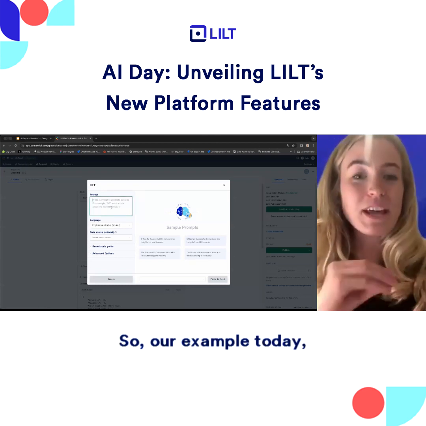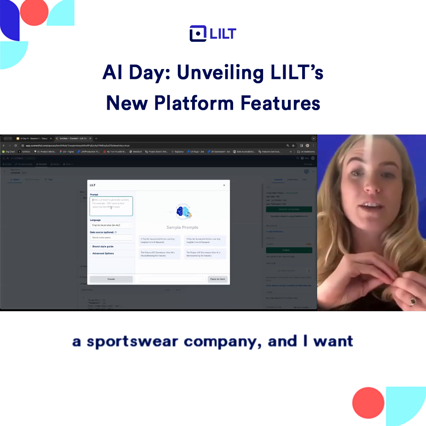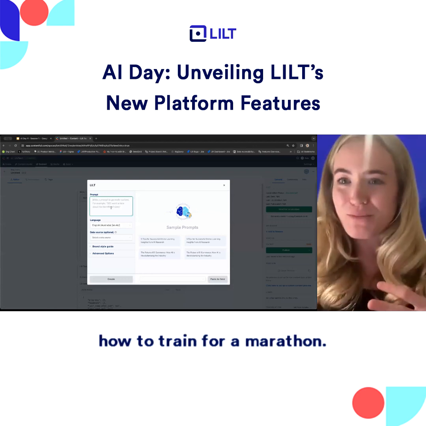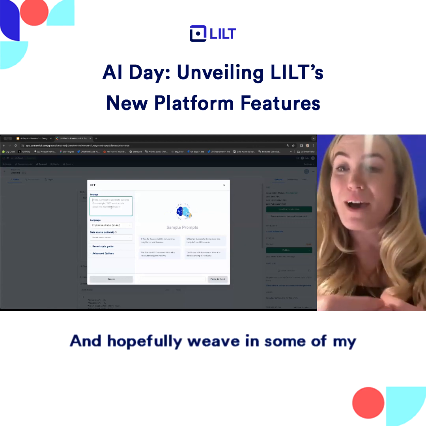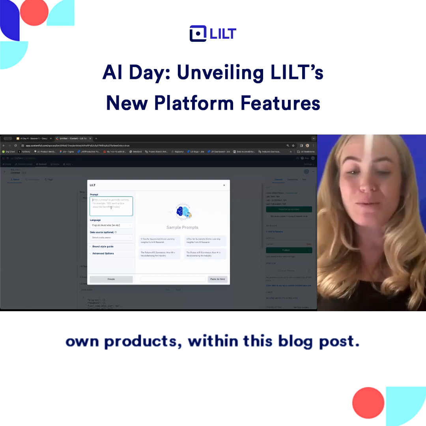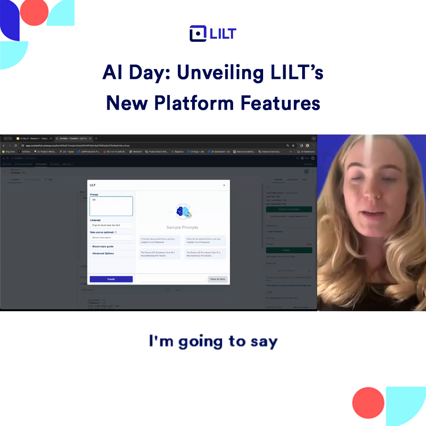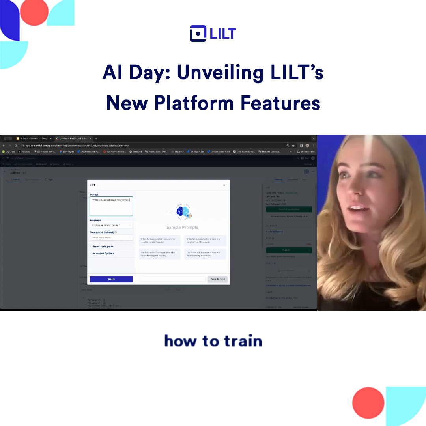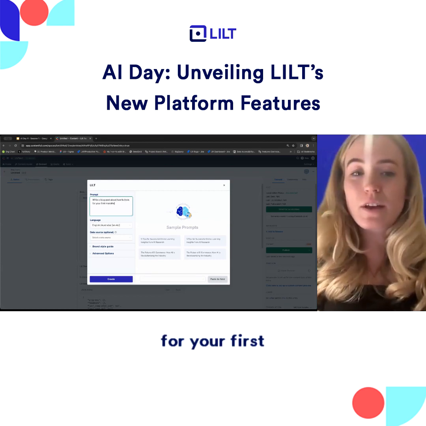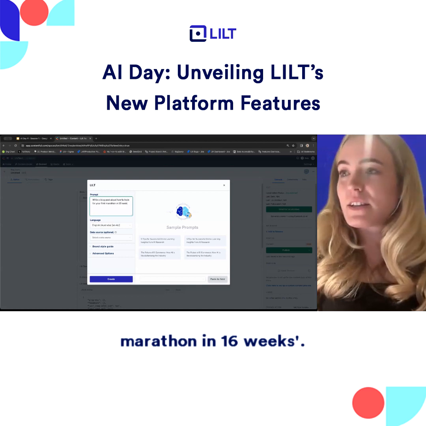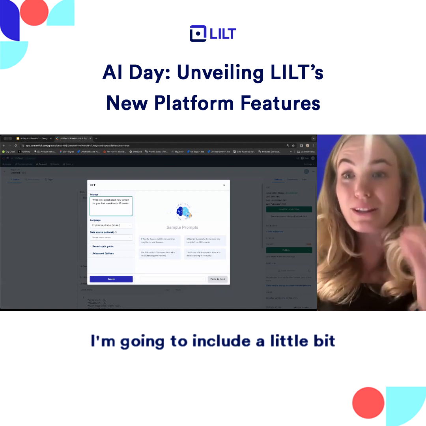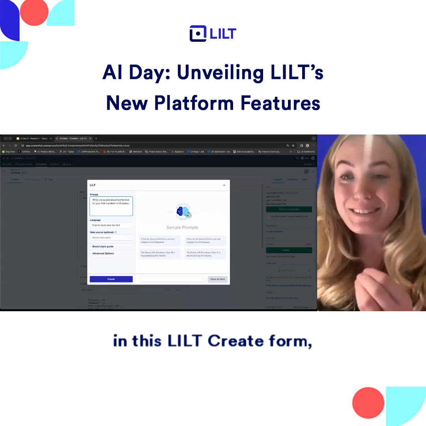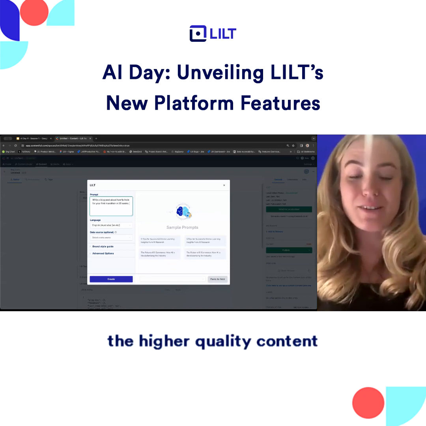So our example today, let's say that I work for a sportswear company and I want to generate a blog post about how to train for a marathon and hopefully weave in some of my own products within this blog post. So for our prompt, I'm going to say, write a blog post about how to train for your first marathon in 16 weeks. I'm going to include a little bit more detail because the more detail that we include in our prompts and in this LILT Create form, the higher quality content we receive back.